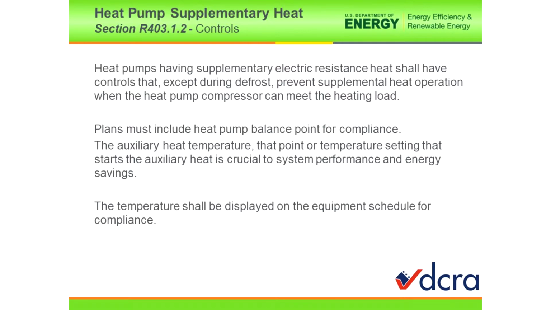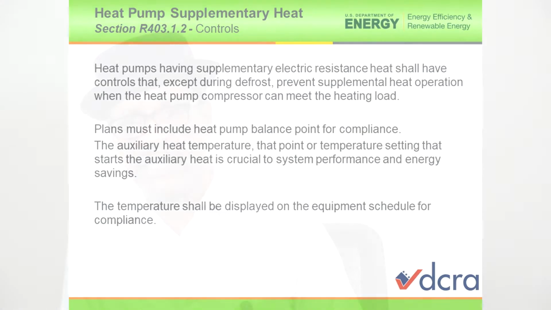Now, the other way of showing what the auxiliary heat temperature for your heat pump should be is, now REScheck has its Manual J software that shows you the balance point. So that means that the Manual J information entered for that particular system, the data must be entered properly so that the proper balance point will show. You can take that balance point from the Manual J report and use that as the temperature for the auxiliary heat, okay? So why is this important?